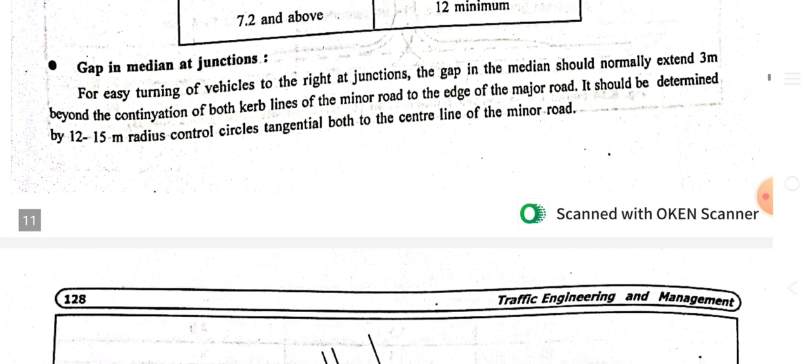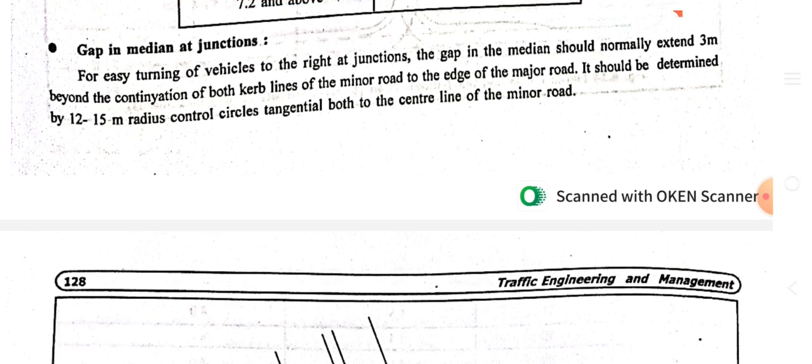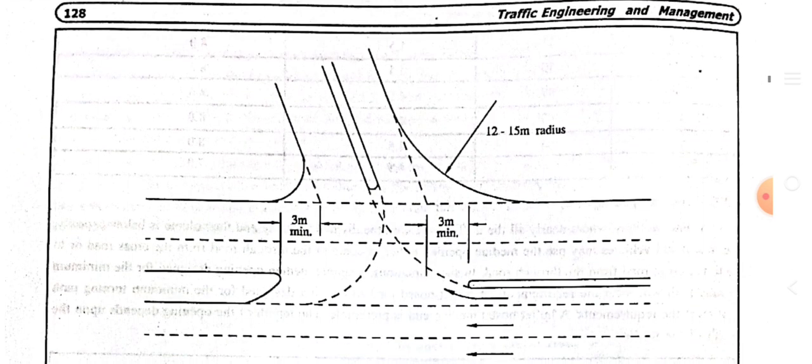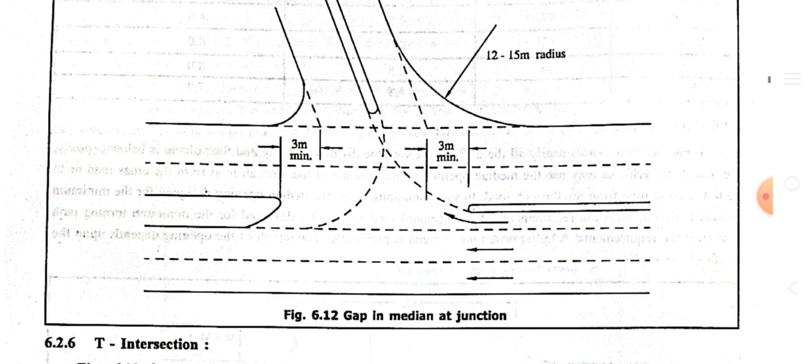Now the gap in a median at a junction. It is easier to turn the vehicle right at a junction. The gap in the median should normally extend 3 meter beyond the continuation of both the curb lines of the minor road. The edge of the minor road should be determined by a 12 to 15 meter radius control circle tangential to the center line of the minor road. See this figure, in which you can see the gap provided in a median at a junction.